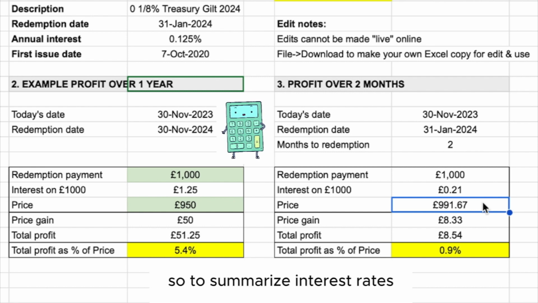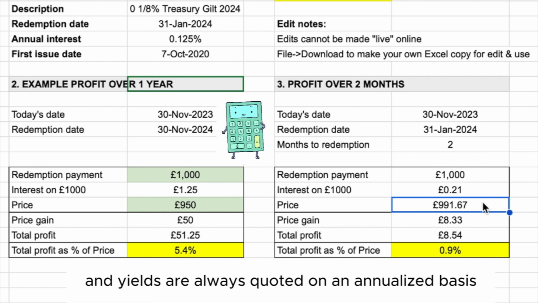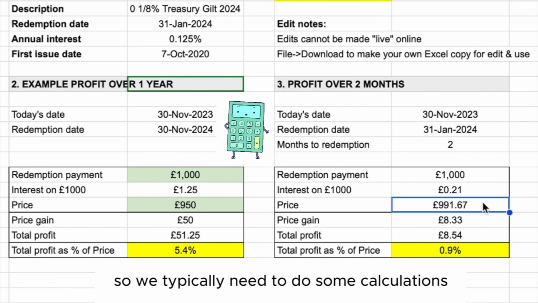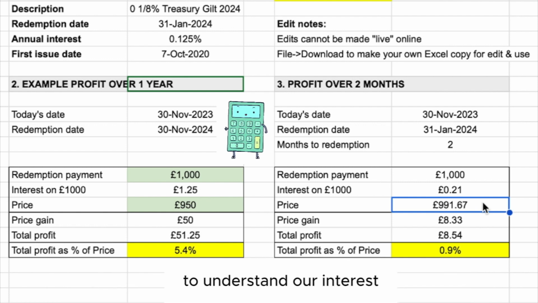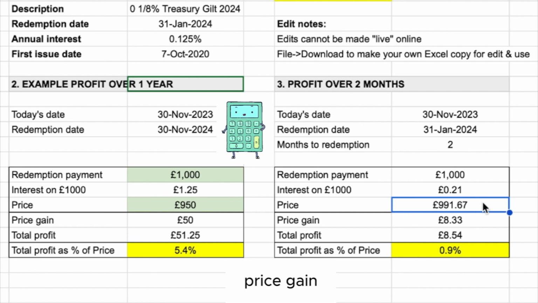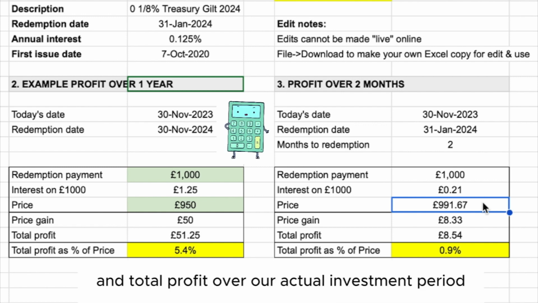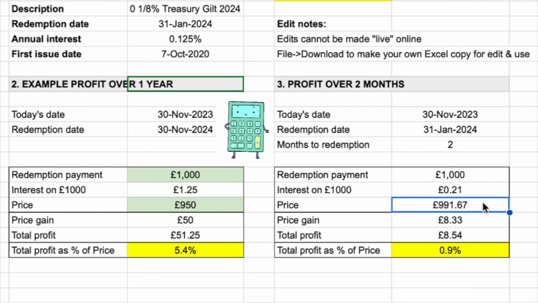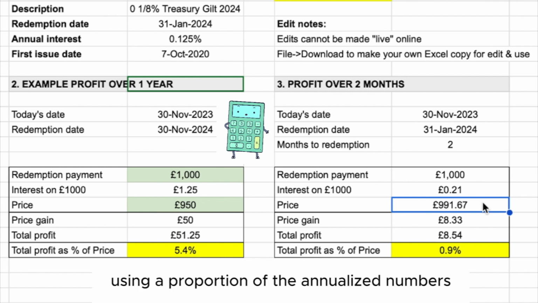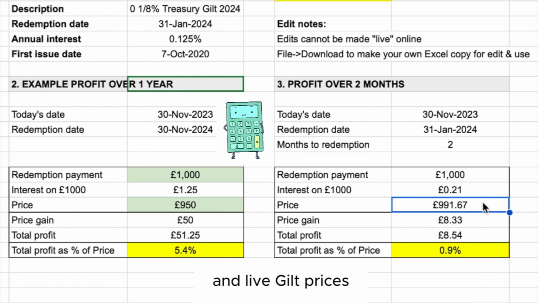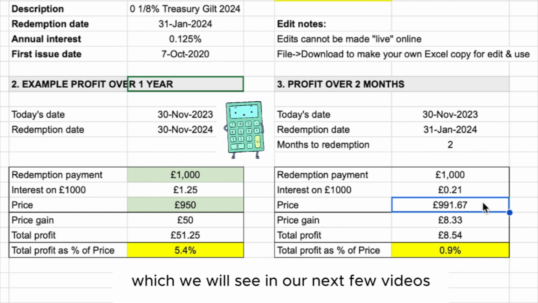So to summarise, interest rates and yields are always quoted on an annualised basis, so we typically need to do some calculations to understand our interest, price gain and total profit over our actual investment period. This can be easily done using a proportion of the annualised numbers and live gilt prices, which we will see in our next few videos.